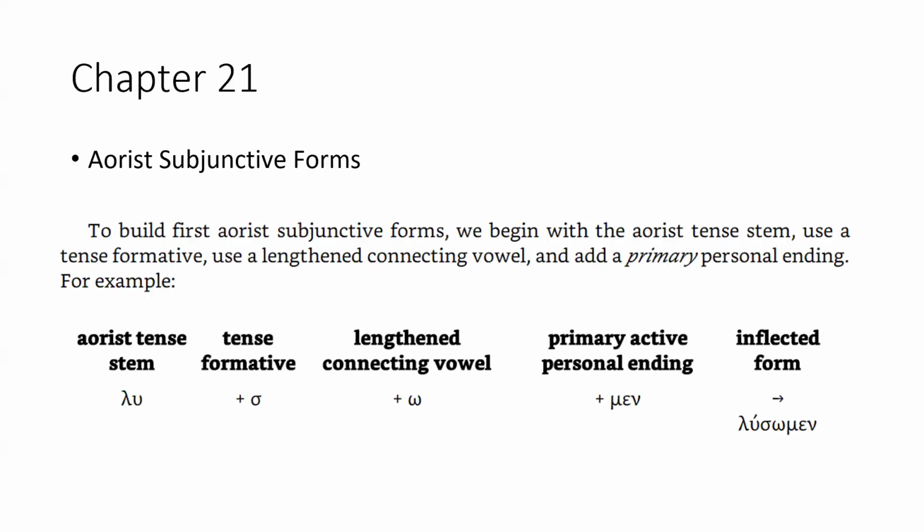Aorist subjunctive forms. To build the first aorist subjunctive forms, we begin with the aorist tense stem, use a tense formative, use a lengthened connecting vowel, and add a primary personal ending. So you've got lu, tense formative of sigma, lengthened connecting vowel omega, primary active personal ending men, inflected form lusomen.